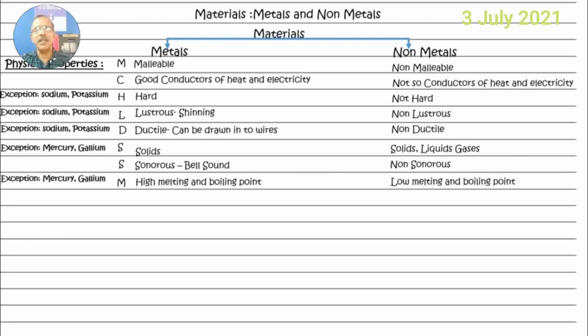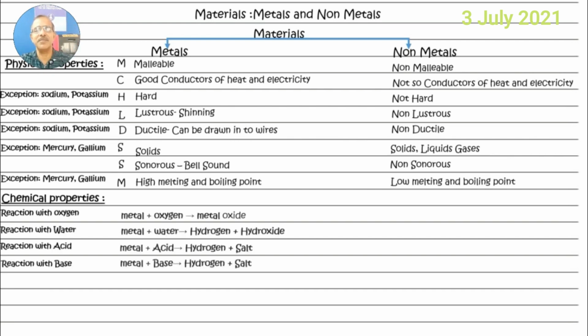Next one is chemical properties. Simple. And what did we study about the chemical properties? Reaction of metals with four substances. They are oxygen, water, acid and base. Very simple. Now we'll go for oxygen. Metals combine with oxygen to give metal oxide. Simple. Magnesium combines with oxygen, magnesium oxide. Iron, iron oxide. All metals like that.